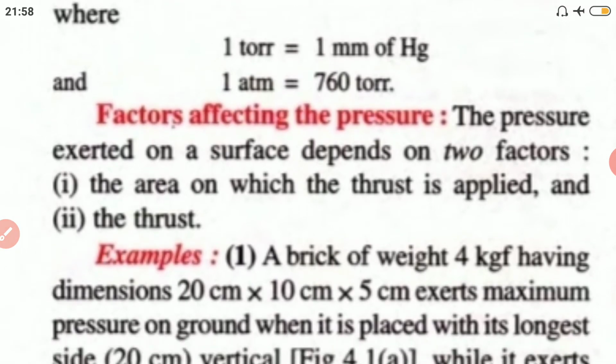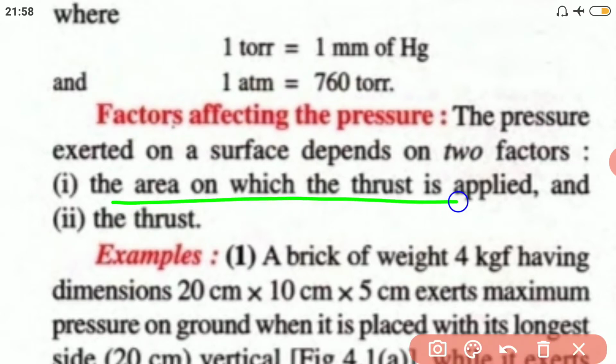Now, factors affecting the pressure. There are 2 things which affect the pressure. One is the area on which the thrust is applied, and number 2 is the thrust itself. So pressure depends upon 2 factors, which are area and thrust, the area on which the thrust is acting.